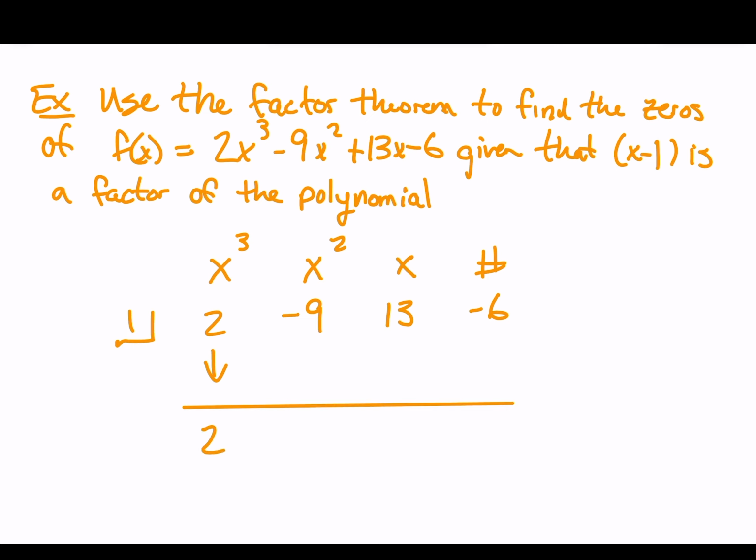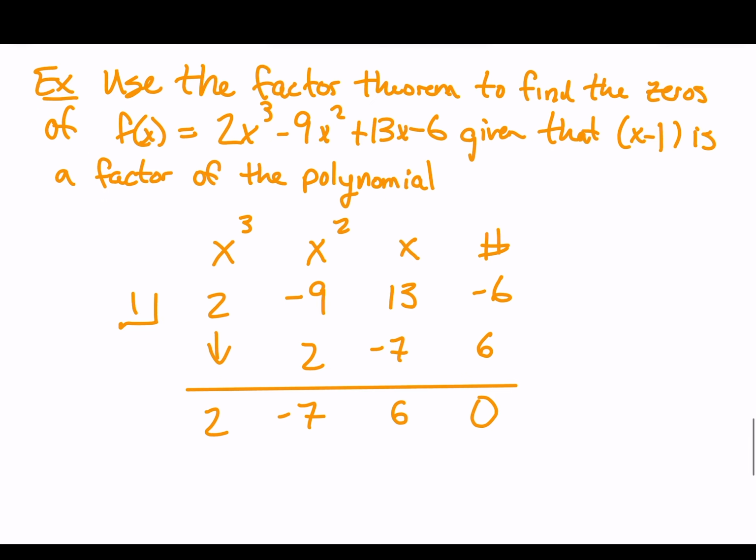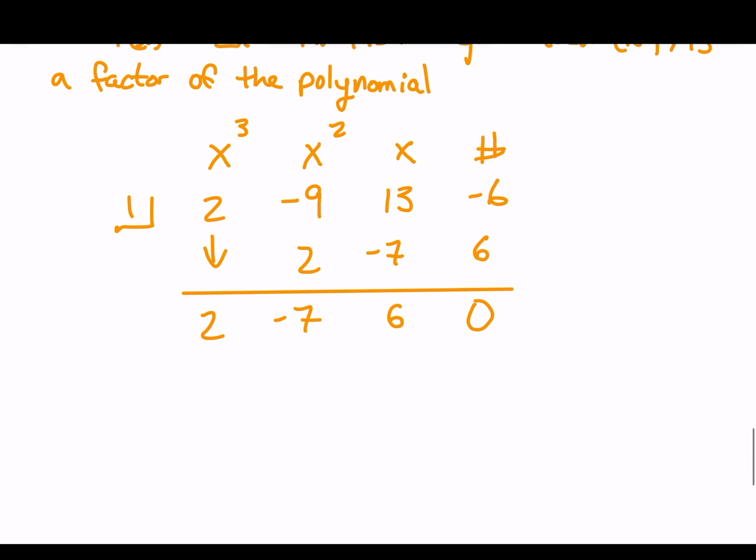2 times 1 is 2. Negative 9 plus 2 is negative 7. Negative 7 times 1 is negative 7. 13 plus a negative 7 is 6. And then 6 times 1 is a positive 6. Negative 6 plus 6 gives us a remainder of 0. So that tells us for sure that x minus 1 is a factor and that x equals 1 is a zero. So we want to find the rest of the factors.